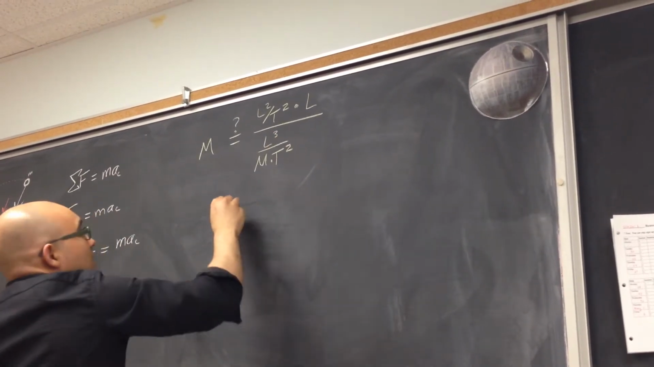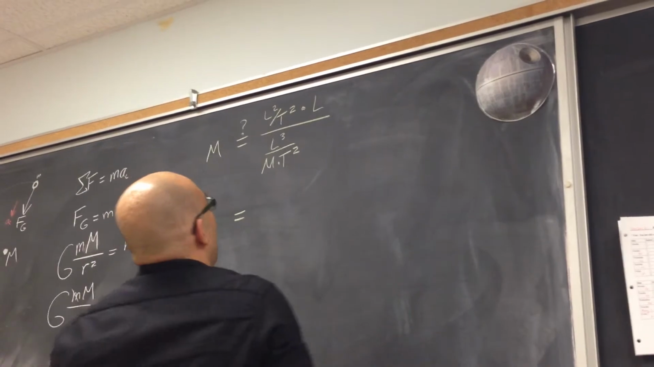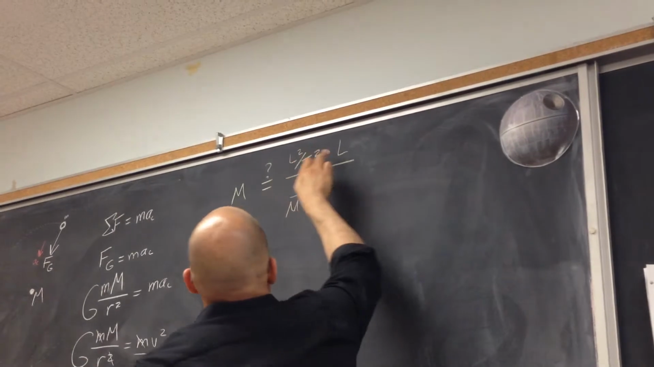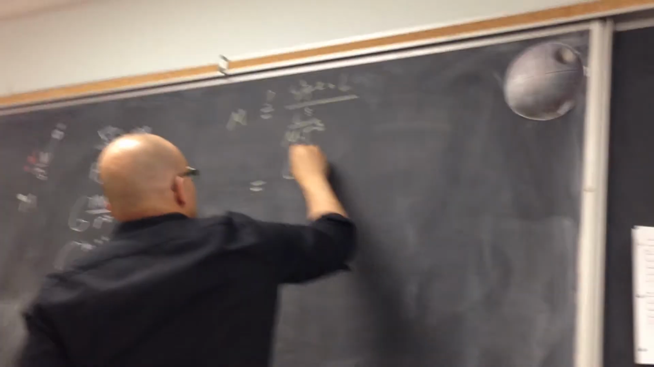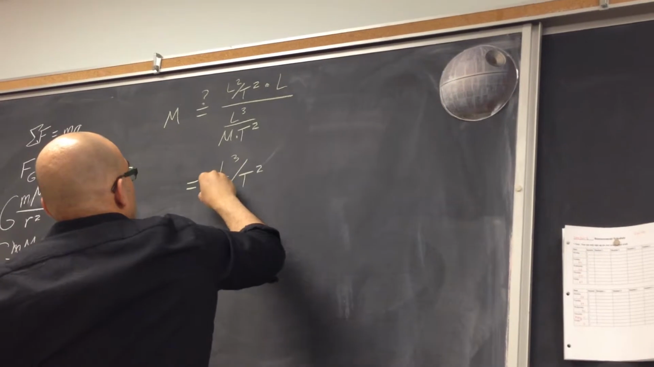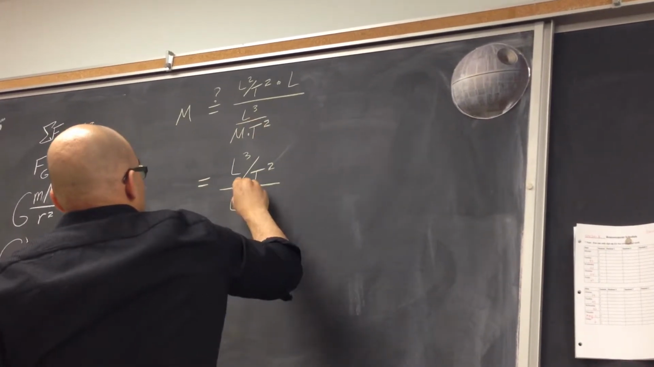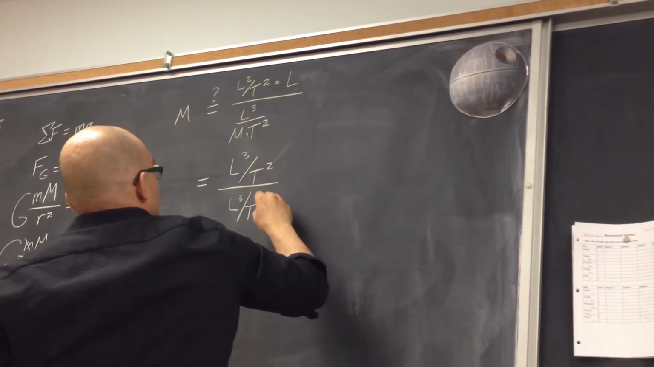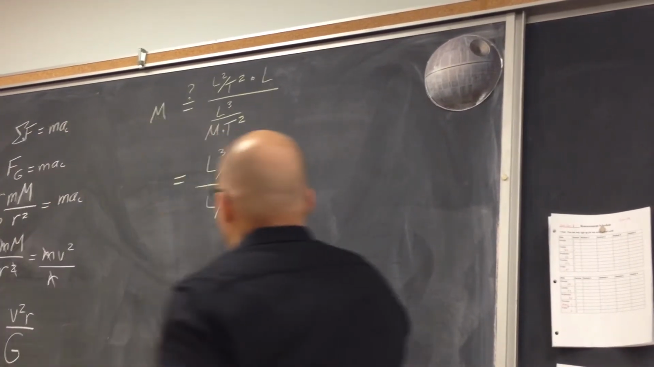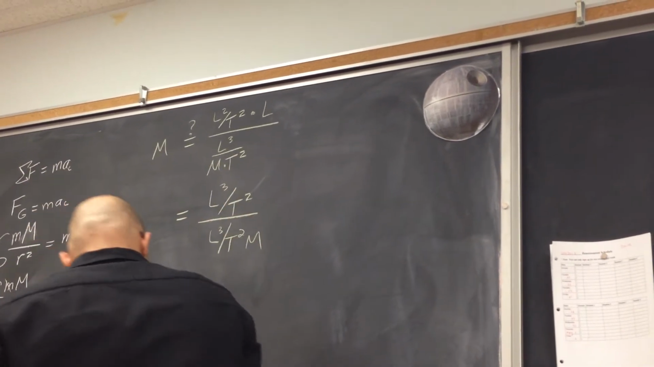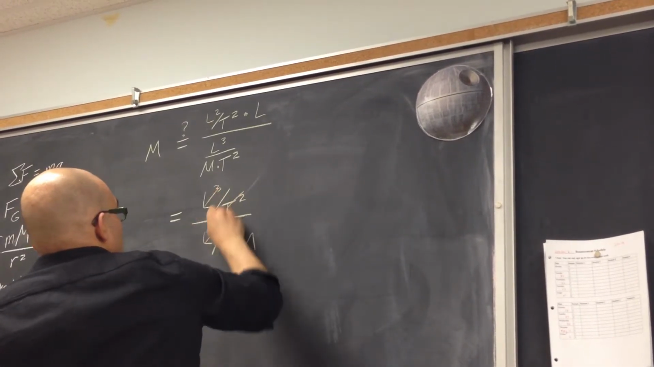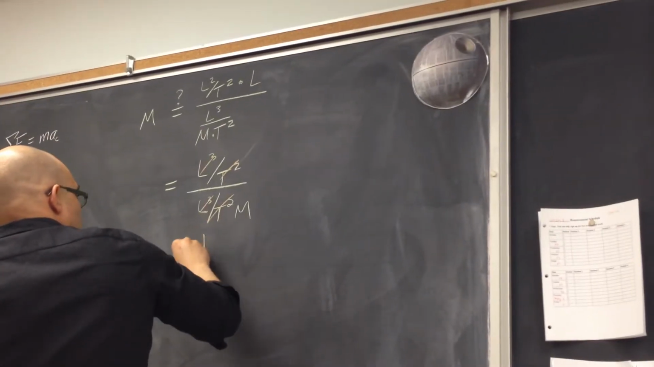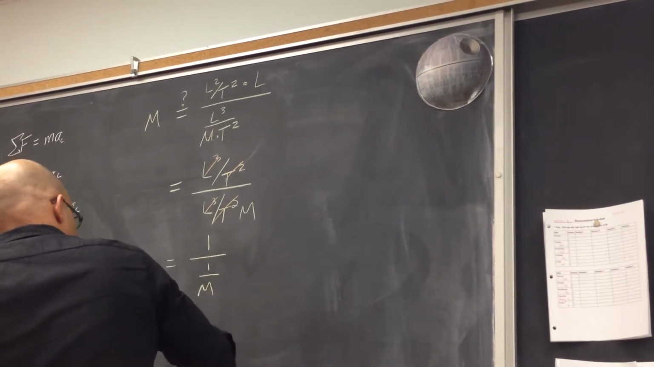Okay, all right, let's figure it out though. Okay, so we've got length squared times length is length cubed over time squared on top. On the bottom, we've got length cubed times time squared times mass. Okay, so we can see that those are going to cross out. So we're left with 1 over mass, which is mass.